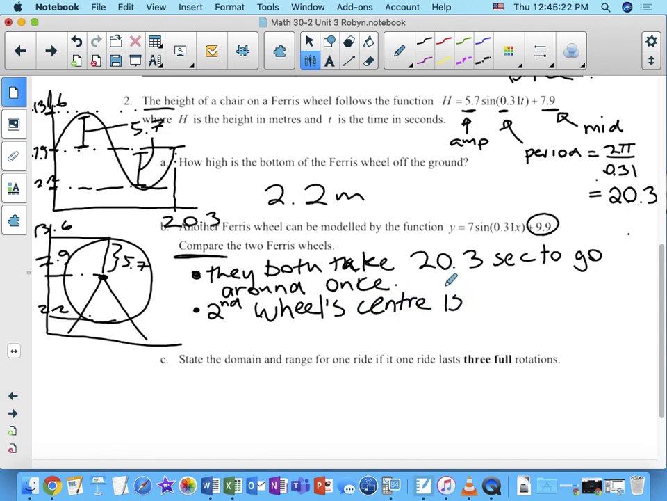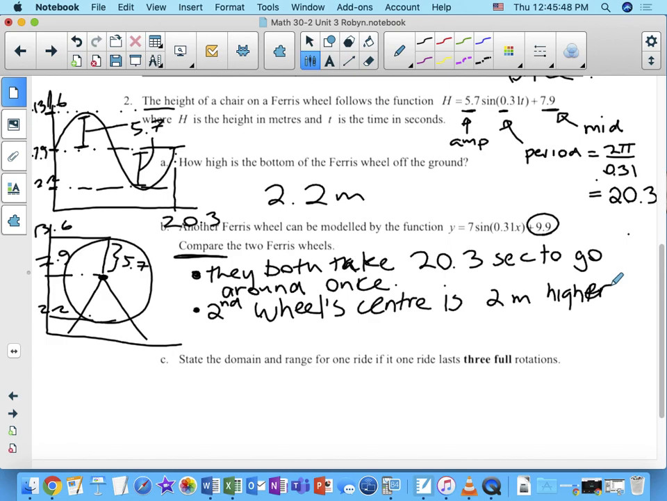Why is what 1.3? Because the midline is, just kidding. Sorry, I got confused with the numbers. Oh, yeah, okay. The second wheel's center is 2 meters higher because instead of it being 7.9 meters above the ground, it's 9.9 meters above the ground.